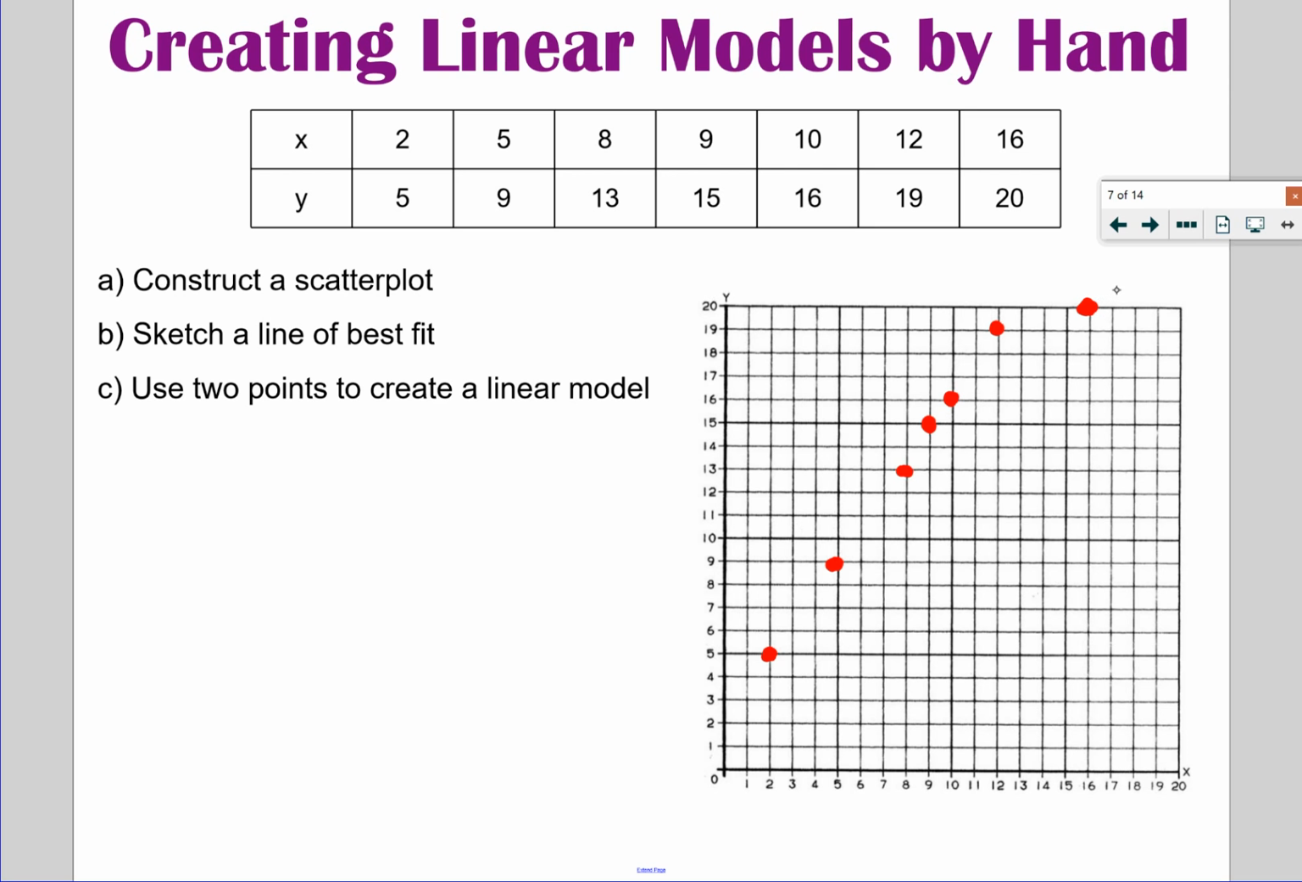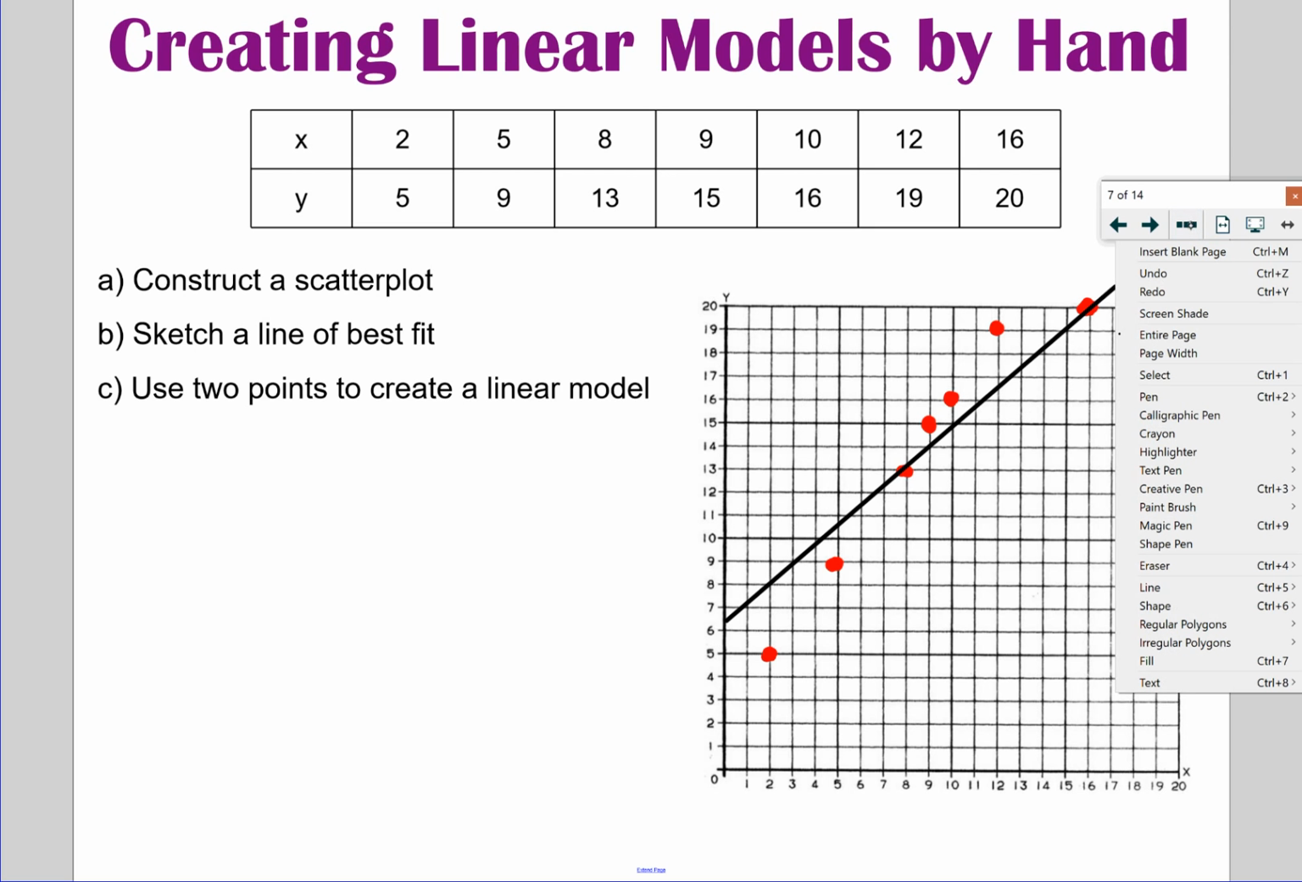So I'm going to see if I can get an approximate line. These are not going to be perfect. It's all just a rough sketch. Maybe something like that. Okay, so you can see I have a few points below, I have a few points above, and it's showing the general increase in the data.